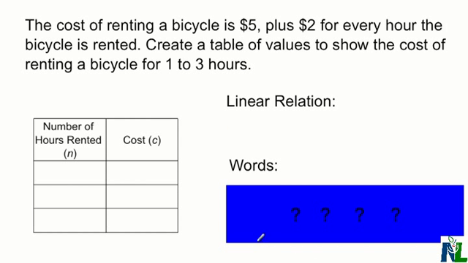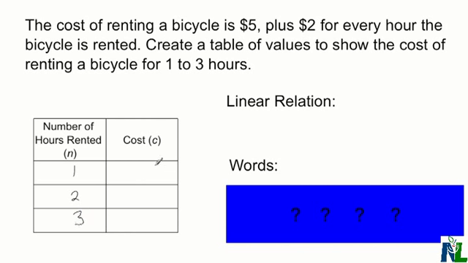Next, we will look at the cost of renting a bicycle. The cost of renting a bicycle is $5 plus $2 for every hour the bicycle is rented. We are asked to create a table of values to show the cost of renting a bicycle from 1 to 3 hours. Let's begin by putting in the numbers from 1 to 3 into our table of values.